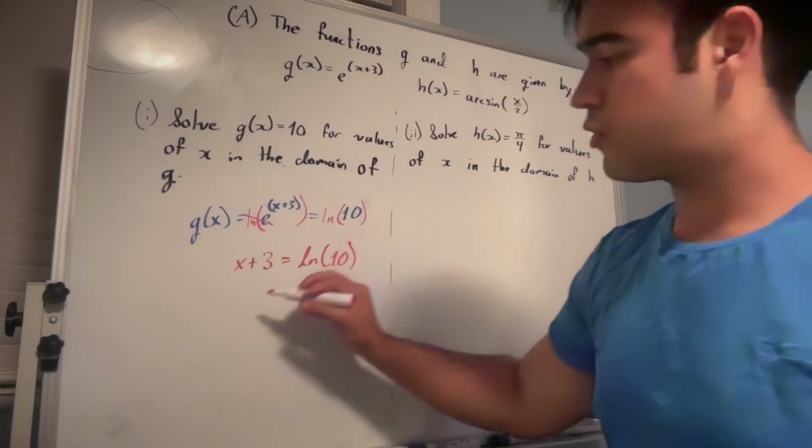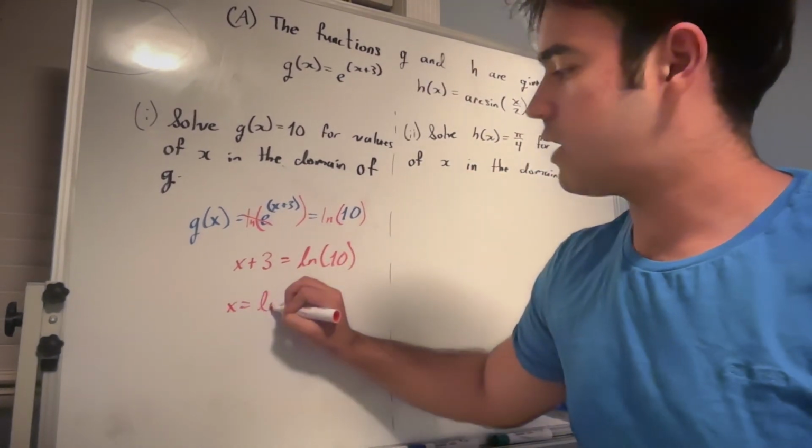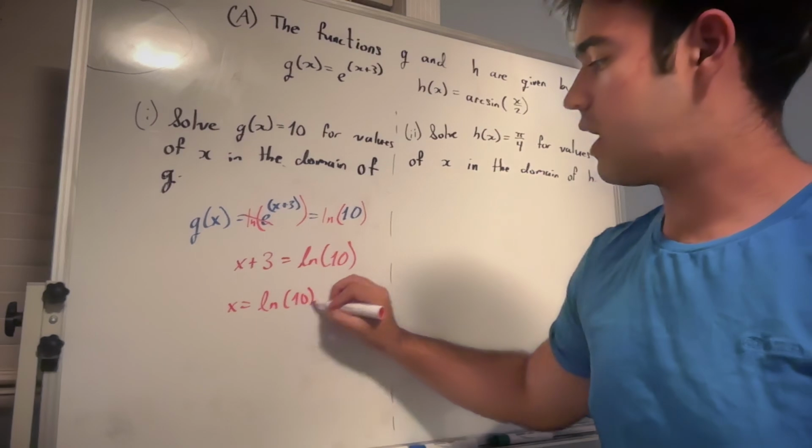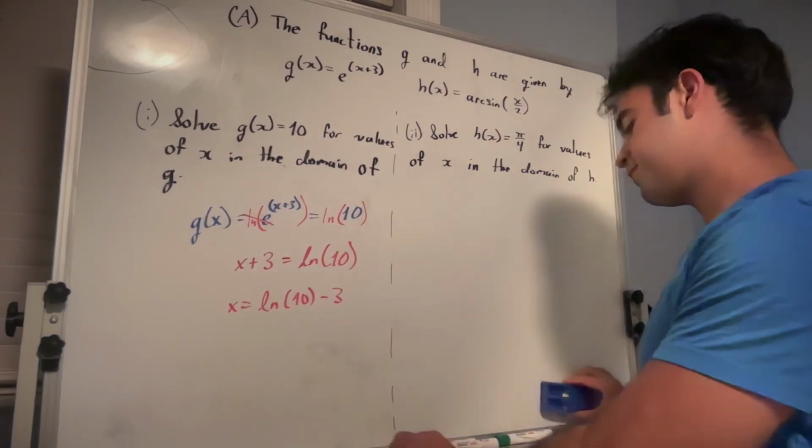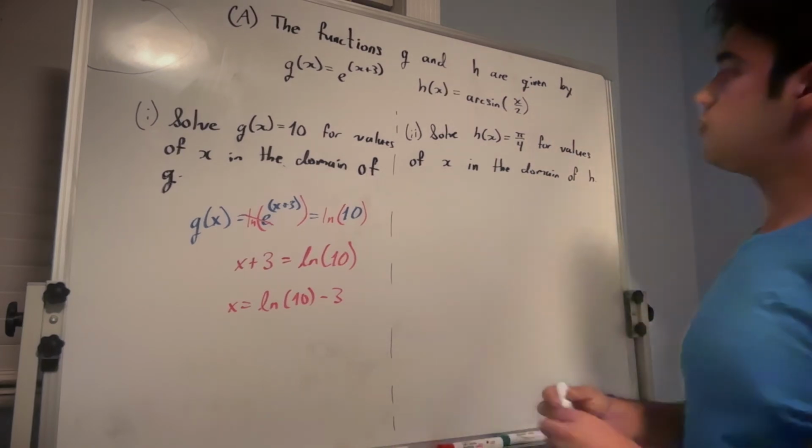And then from here we can just subtract by 3, which will give us an answer of x equals ln of 10 minus 3. And that's 1 point on the FRQ already. Now here we have to do a similar thing.